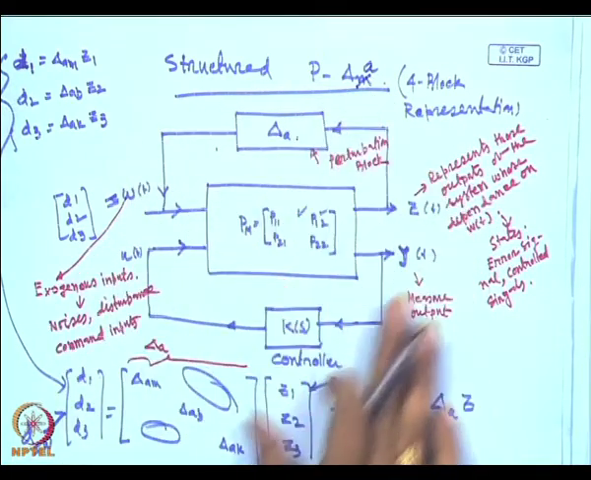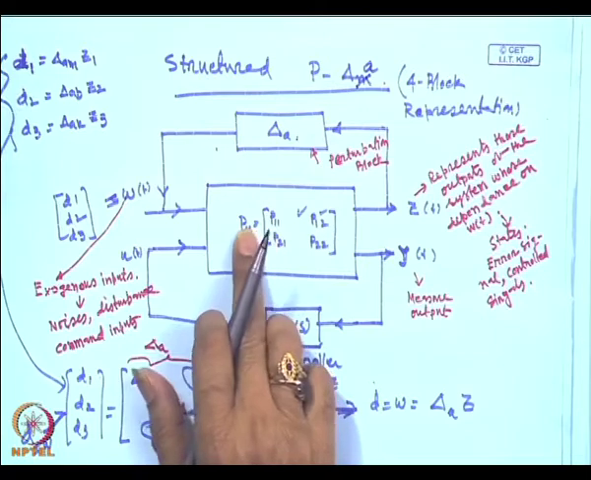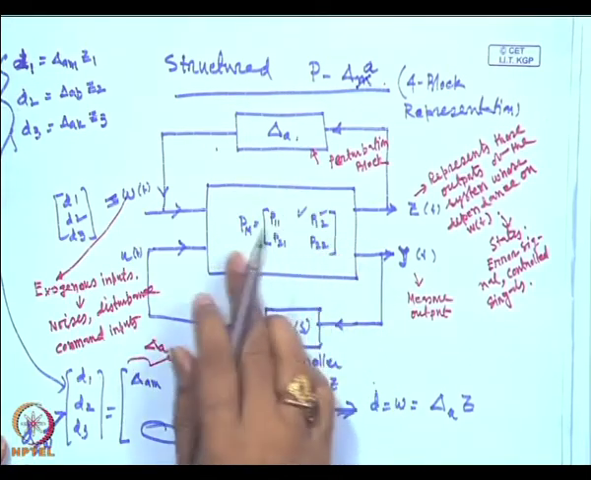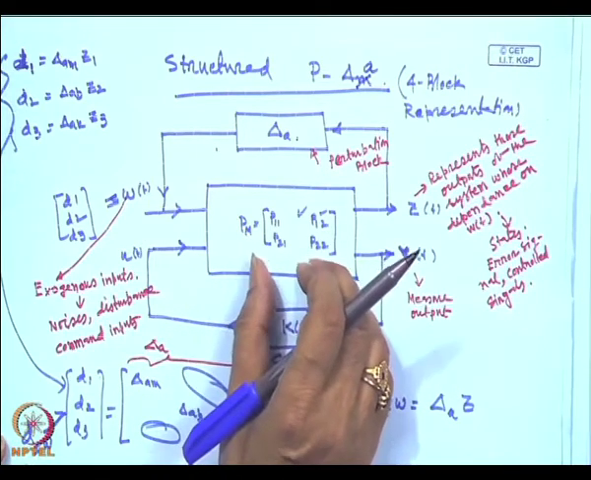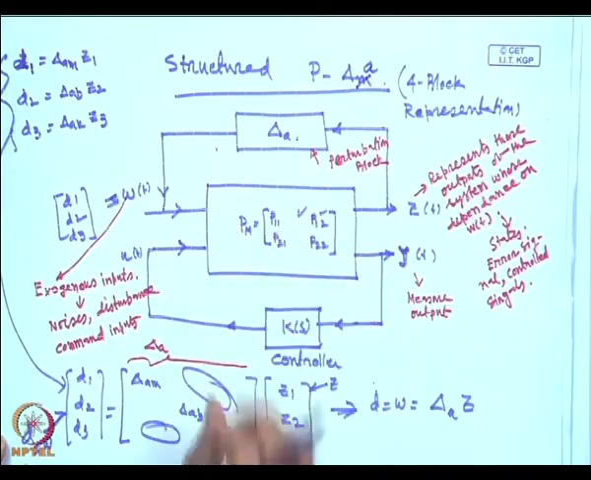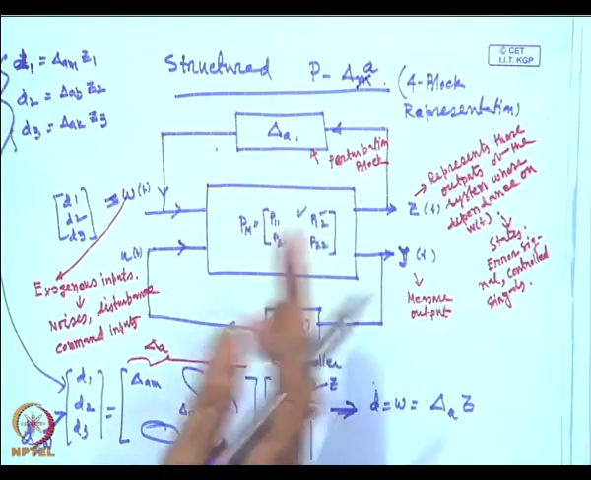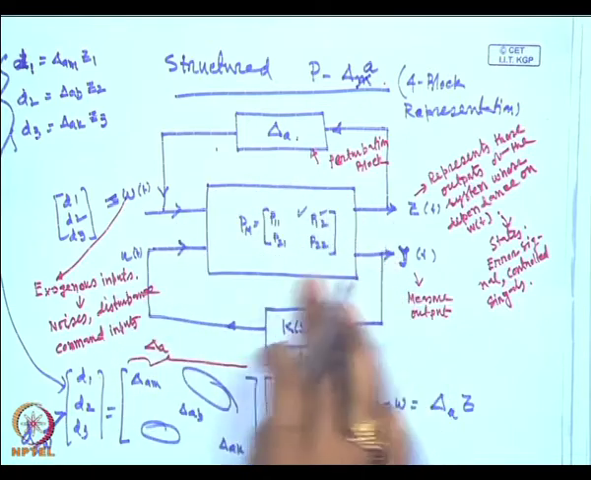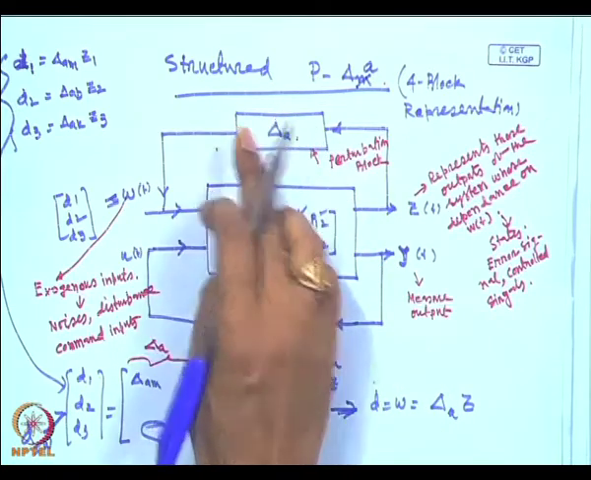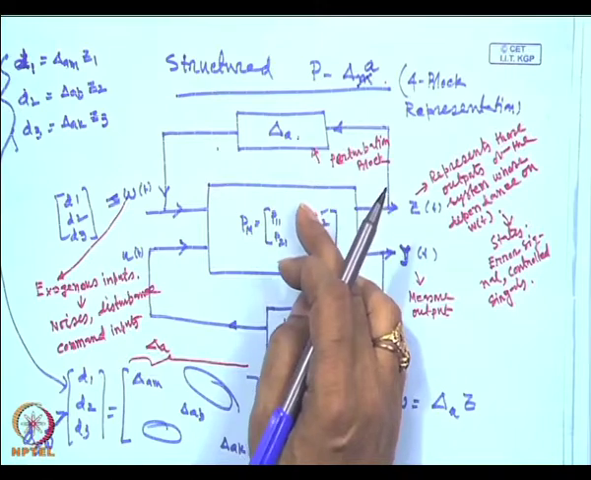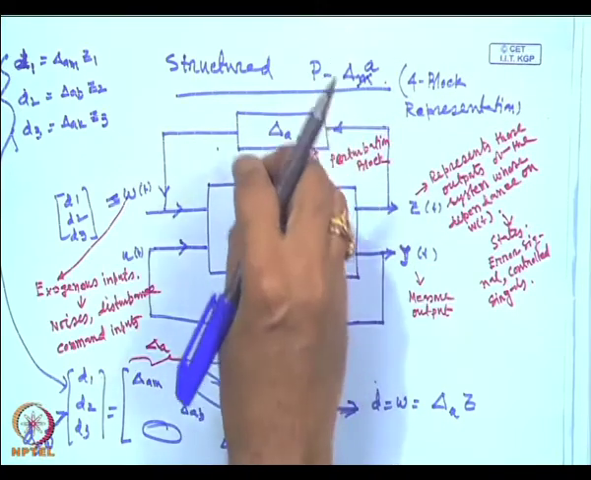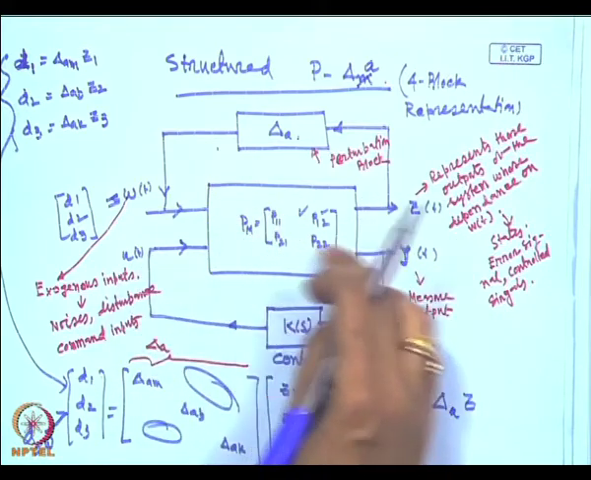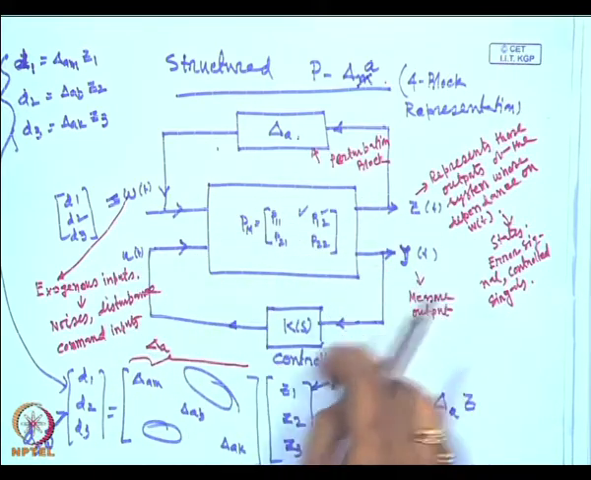So, then we have seen that P is a 4 by 4 block. It is also called 4 block representation of a dynamic system, where the perturbation is taken out from the system in the outer loop. If you see the basic structure, there are two outer loops, one is the upper outer loop and another is the lower loop.